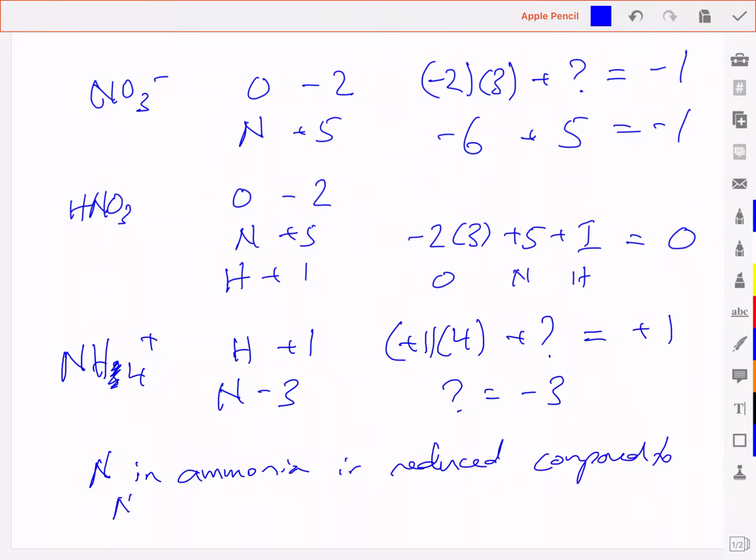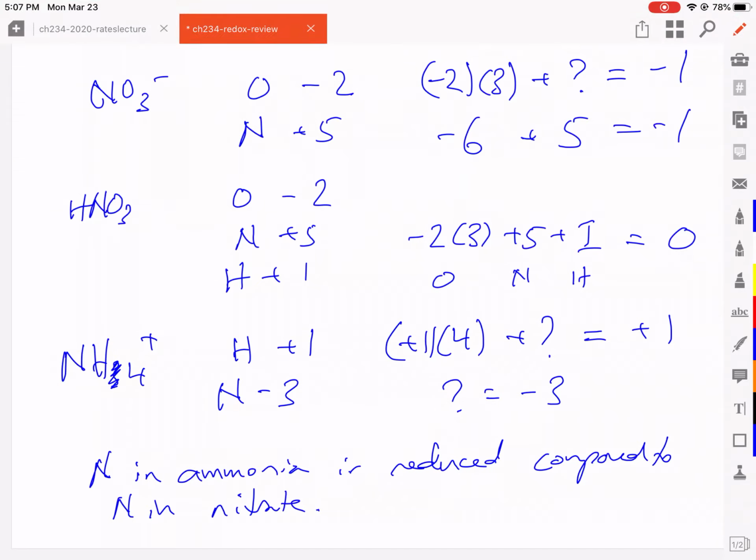And you can say nitrogen in ammonia is reduced compared to nitrogen in nitrate. All right, so it won't be any more complicated than that. That's the type of thing you'll have to be able to do with oxidation numbers, just determine what's oxidized and what's reduced.